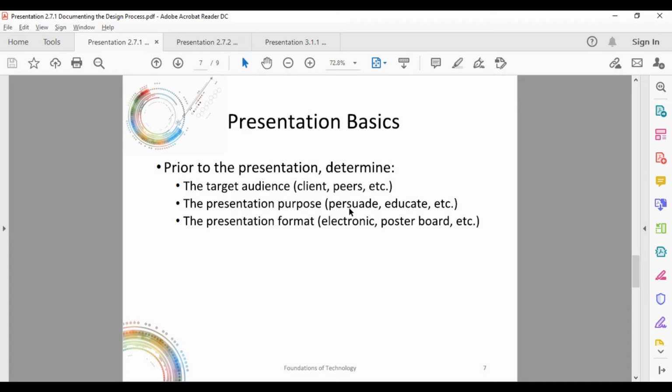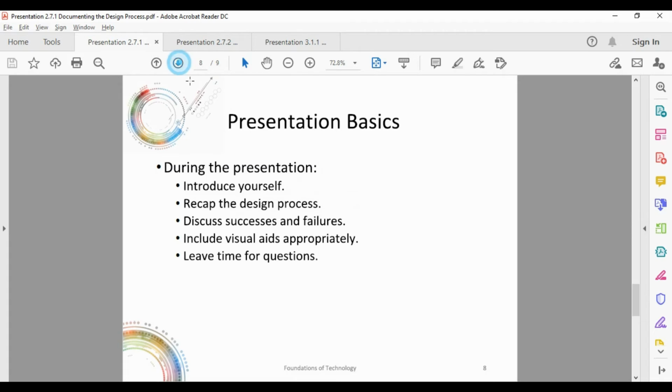Presentation purpose. Is it a persuasive argument? Is it to inform somebody about the project? Whatever it is, that purpose may guide how you do your presentation. And finally, the presentation format. Is it going to be electronic? Is it going to be handouts? Is it going to be a poster? Is it going to be a poster board? Is it going to be a billboard? And all that kind of different stuff, because that's really going to change what you do.